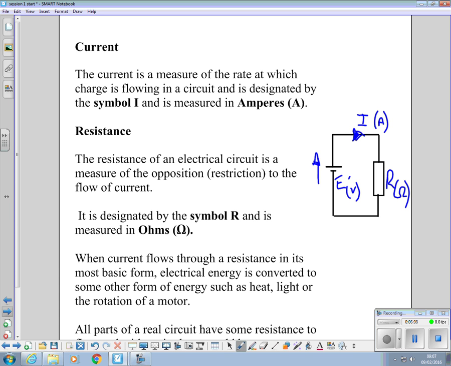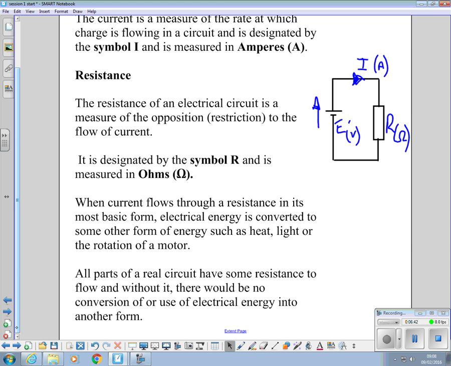When current flows through a resistance in its most basic form, electrical energy is converted to some other form of energy, such as heat, light, or rotation of a motor. So without any resistance, we wouldn't do any work. We wouldn't use any power, we wouldn't do anything useful with that electricity. So a circuit has to have all of those components, and then to be complete it needs some kind of switch so you can turn it on and off, and then you've got your most basic circuit.